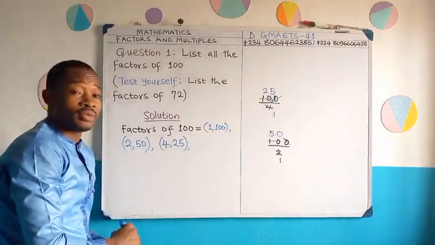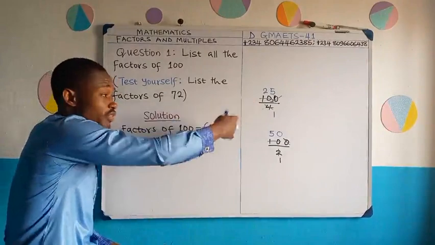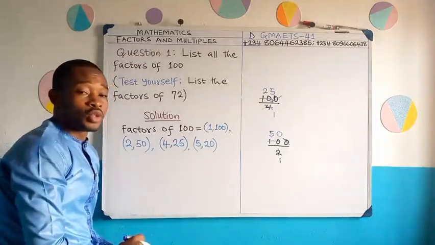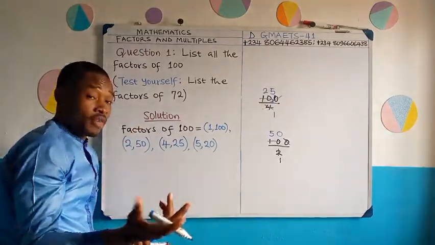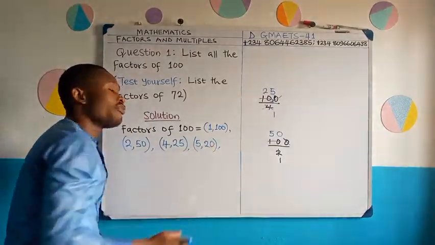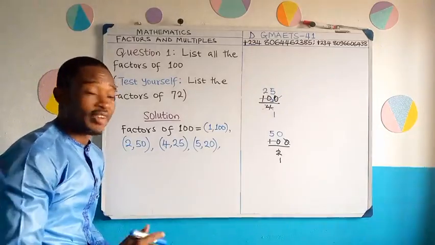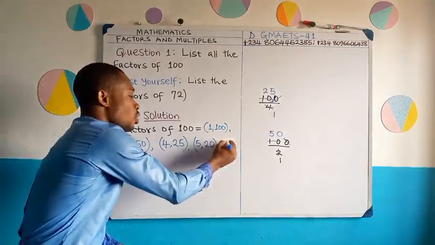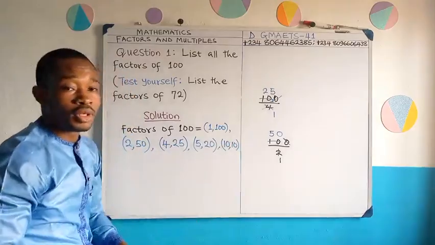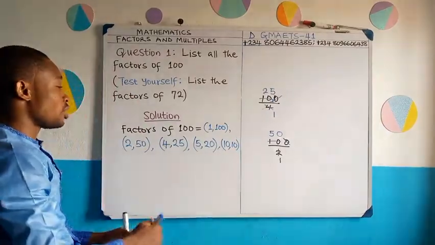I'll be fast now. The next number, 5. Yes, 5 can divide 100. If you do that short division again, you are going to get that 5 can go into 100 20 times. Is that okay? And of course, 5 times 20 will give us 100. Now, can 6 divide 100? No. Can 7? No. Can 8? No. Can 9? No. Can 10 divide 100? Yes. If 10 goes into 100, it's going to give you 10. If you check from the 10 times table, you would agree that 10 times 10 will give you 100.